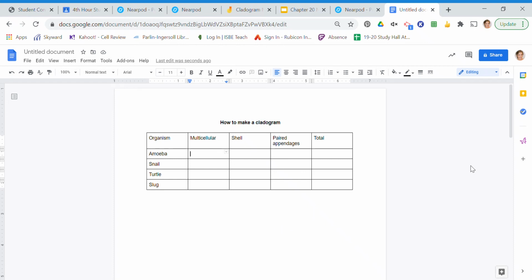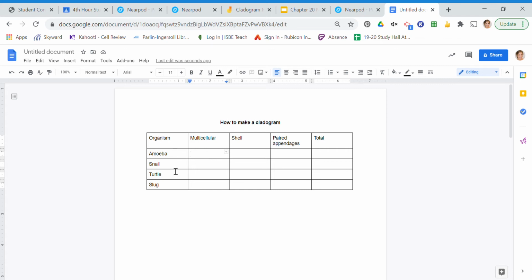Let's take a look at how we are going to make a cladogram. Now remember, a cladogram is a hypothesized evolutionary relationship between species. When we go to set up this phylogenetic tree or cladogram, we are going to start with a data table that has organisms that we want to include and then some traits that we're going to use to help separate them and figure out what organism is going to evolve first and so on and so forth.